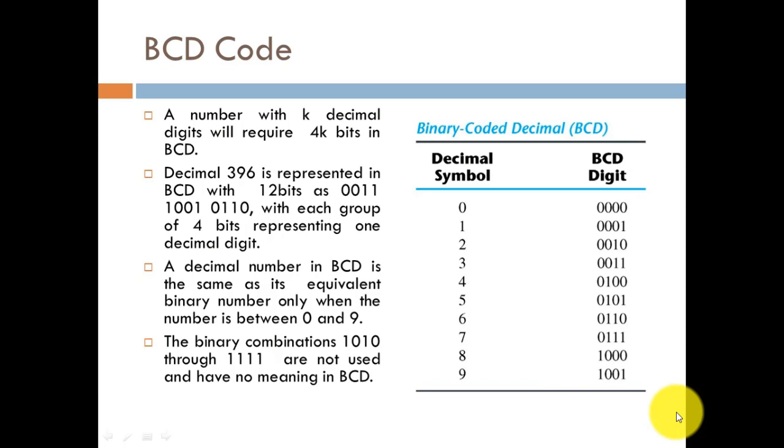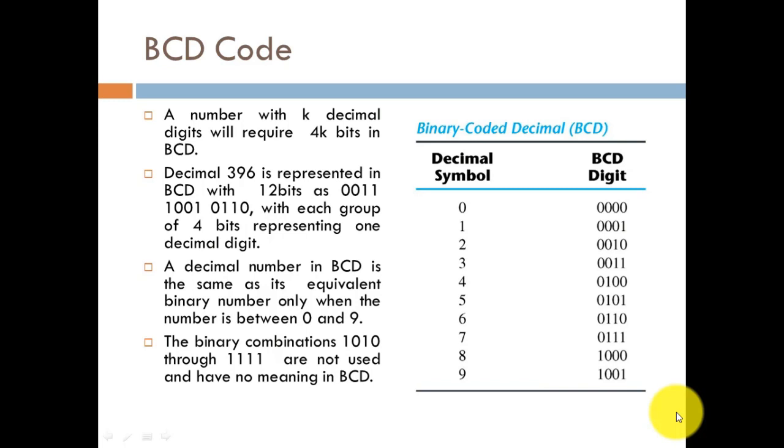Each decimal digit is represented by a 4-bit binary code. That is why for a k-digit decimal number we will require 4 times the number of digits in the decimal number, that is, 4k bits. So decimal 396 is represented in BCD with 12 bits.